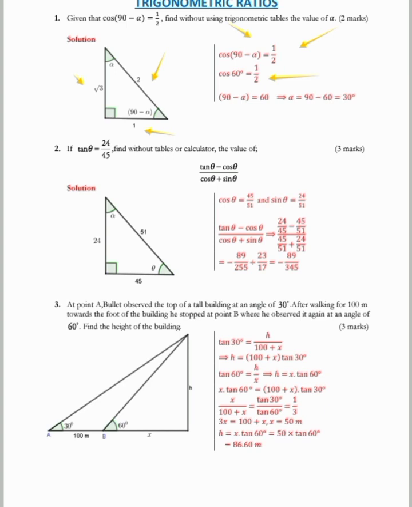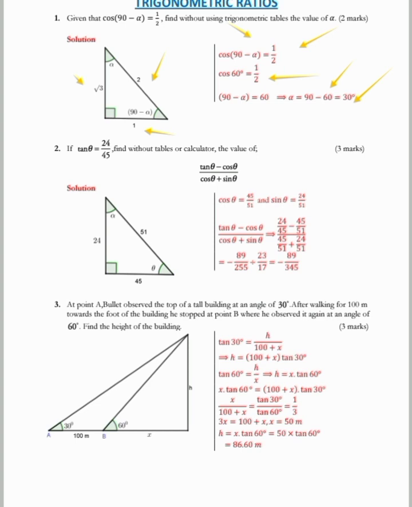We want the value of alpha. If 90 minus alpha equals 60, then alpha will be equal to 90 minus 60, which gives us 30 degrees. That is the value of alpha.